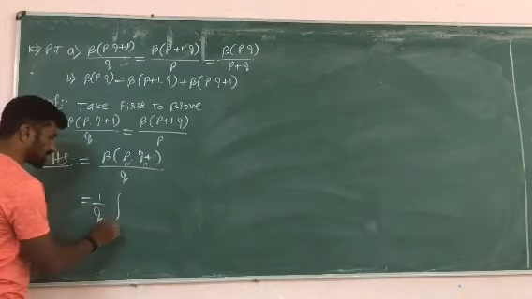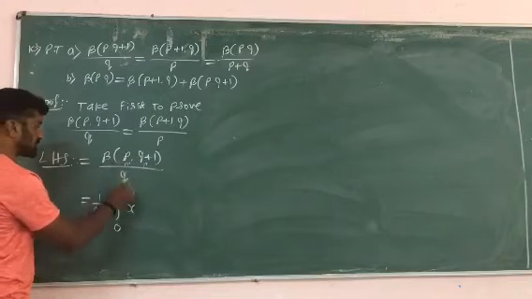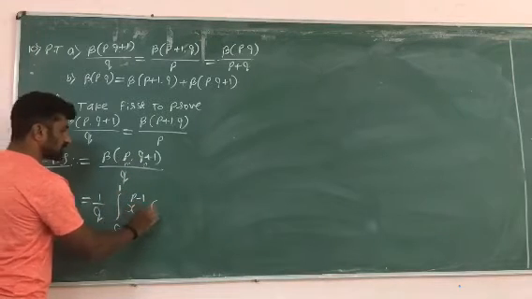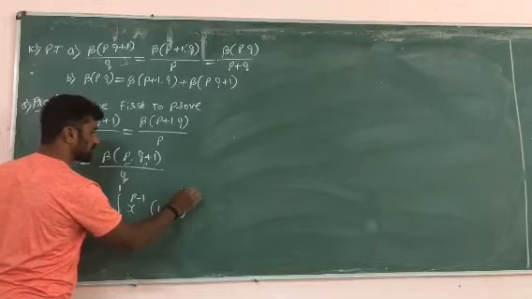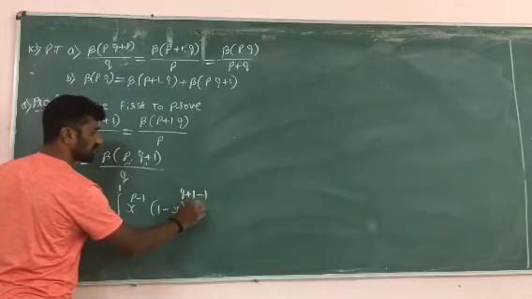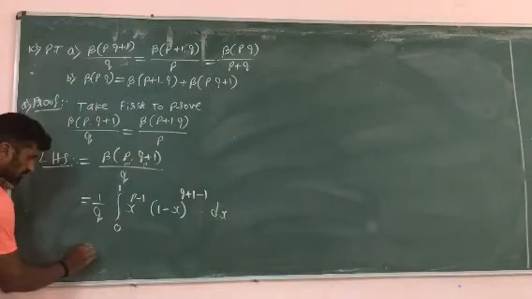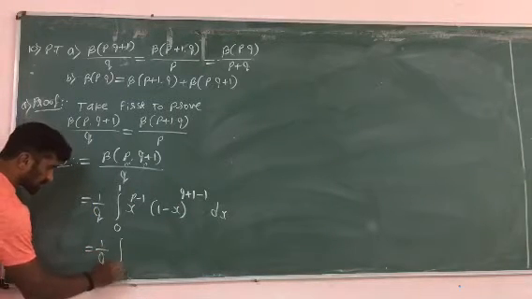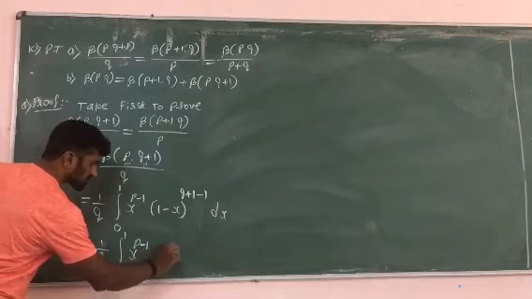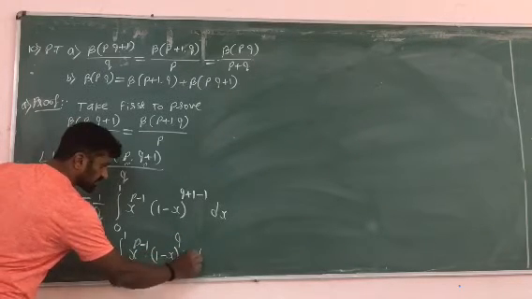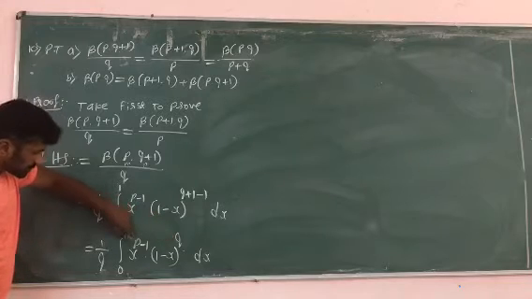So the beta definition is integral from 0 to 1 of x raised to m minus 1, with m in terms of p minus 1, into 1 minus x raised to n minus 1, with n in terms of q plus 1 minus 1, into dx. Clear? So that equals 1 divided by q, integration of 0 to 1 x raised to p minus 1 into 1 minus x raised to q into dx. Right? So observe the powers q and p minus 1.